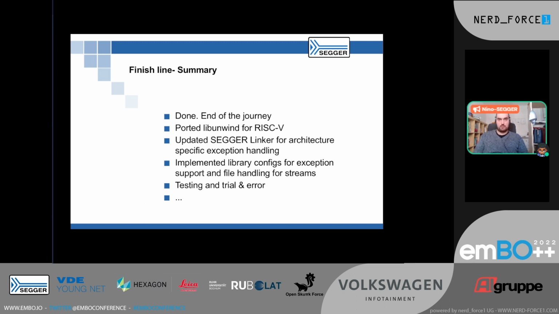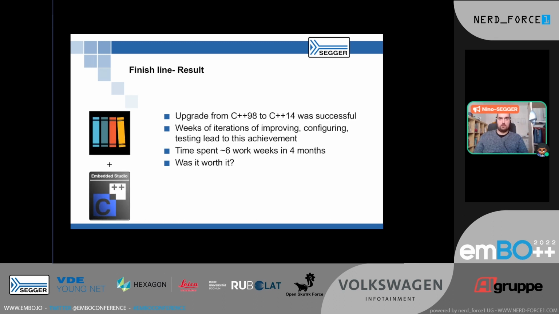We got a result. We now have a library that we can use with our toolchain, and it got upgraded from C++98 to C++14. So I guess that's a success. Again, there are also some C++17 and 20 features that the library comes with, of course. And the total time spent was approximately 6 work weeks over 4 months. And yeah, was this whole thing worth it? It's a lot of work, right?